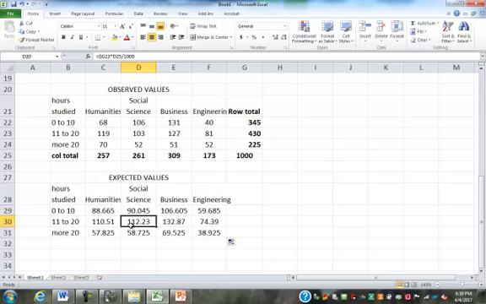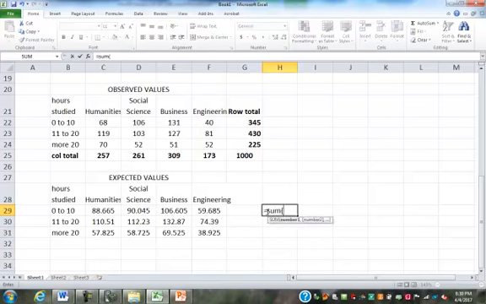And for each one, I did G23, which is my row total, times D25, my column total, divided by the grand total. Here it should be G24, times E25, and divided by my grand total. So now all I have to do is add all those up. I'm going to sum these. Oops, sorry, not adding those up yet.